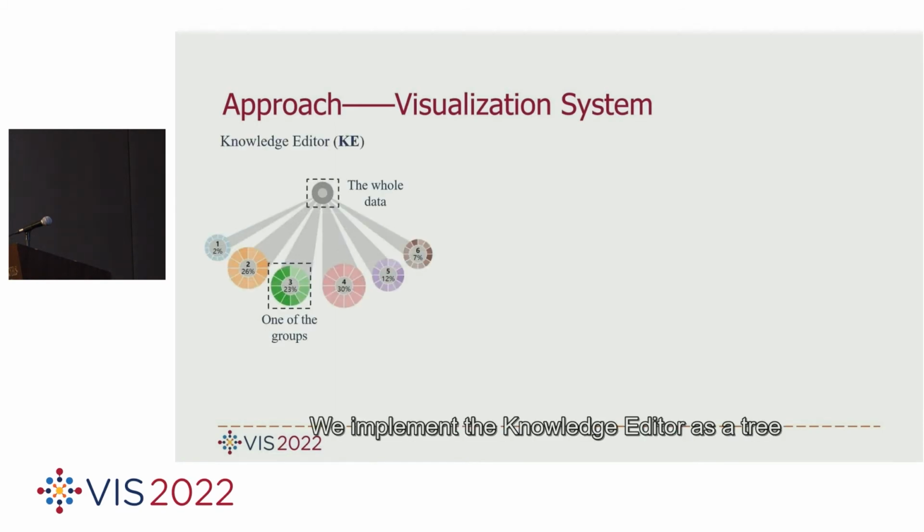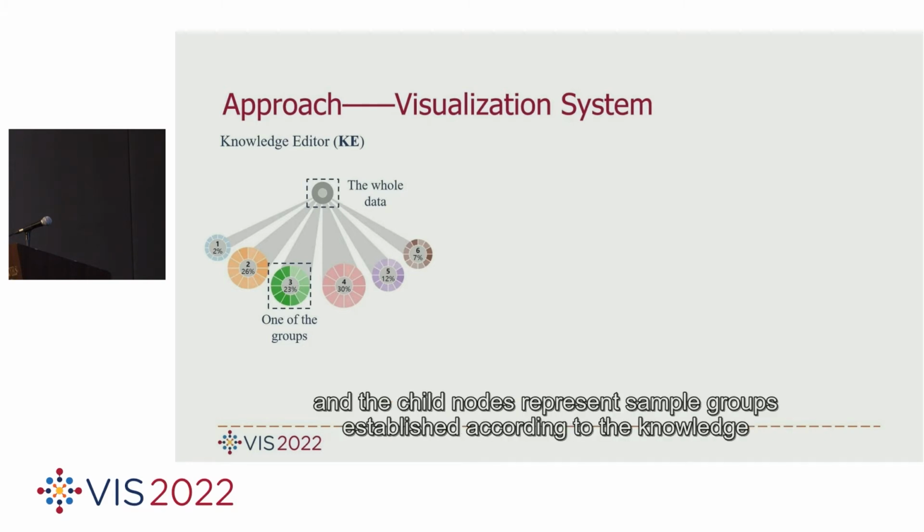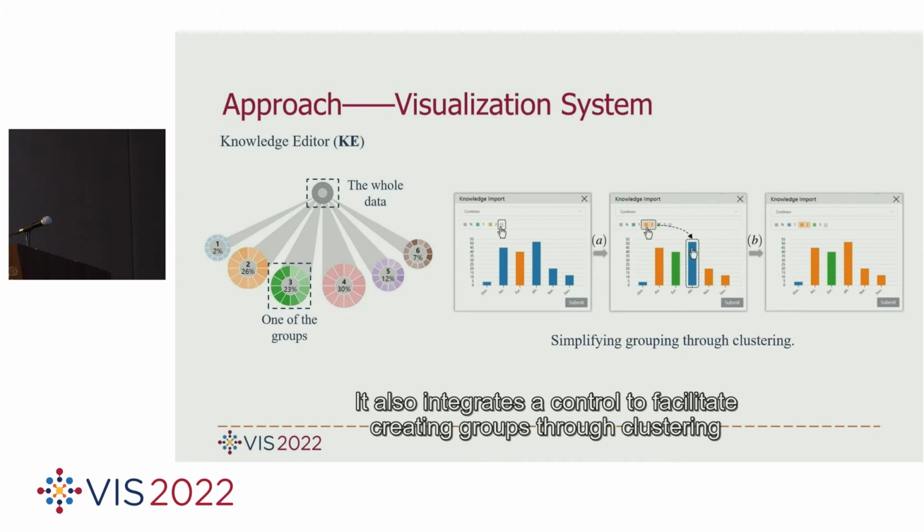We implement the knowledge editor as a tree. The root node represents the whole data, and the child nodes represent sample groups established according to the knowledge. It also integrates a control to facilitate creating groups through clustering.